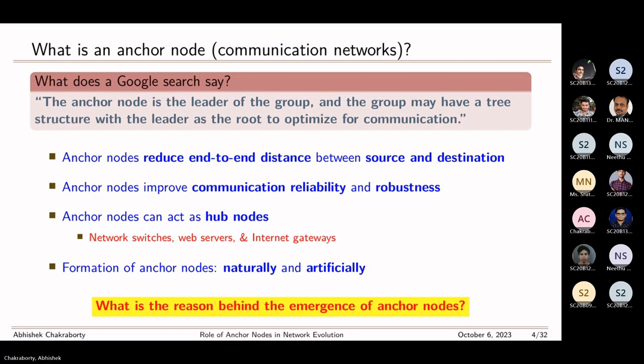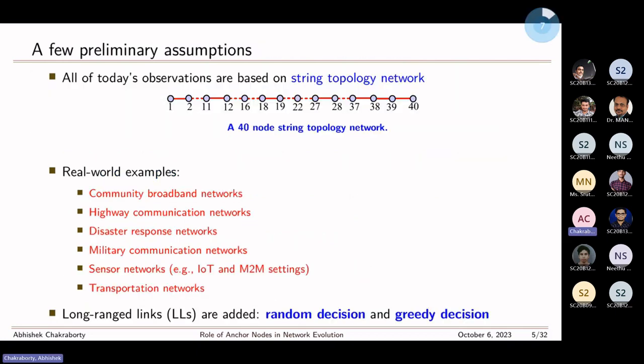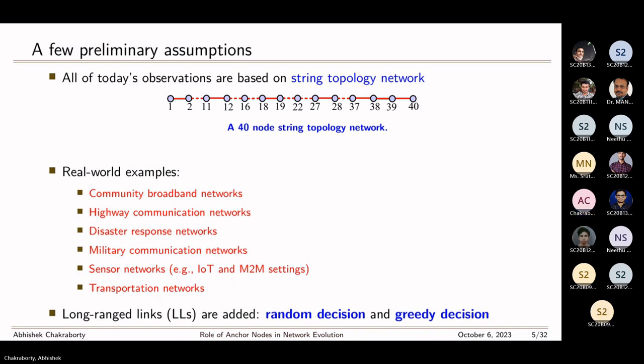Okay. So for this study, in today's discussion, we have some preliminary assumptions. We have taken a string topology network. Here we have given an example of a 40 node string topology network. So why have we taken string topology networks? The main reason is that it is one of the sparse networks existing in the real world.